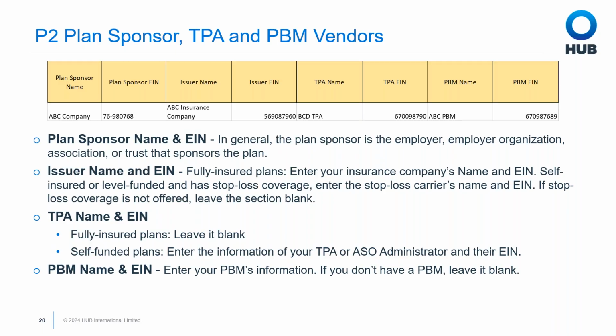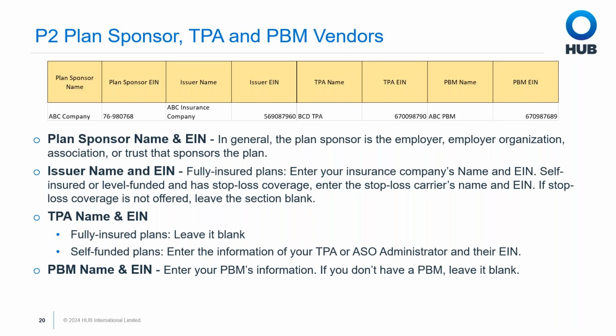You will include the issuer name and EIN for fully insured plans. It's the name of your insurance company, understanding that the questionnaires normally will already identify who the carrier is, so you don't necessarily need to include that information. This is only necessary if you complete the P2 form on your own.